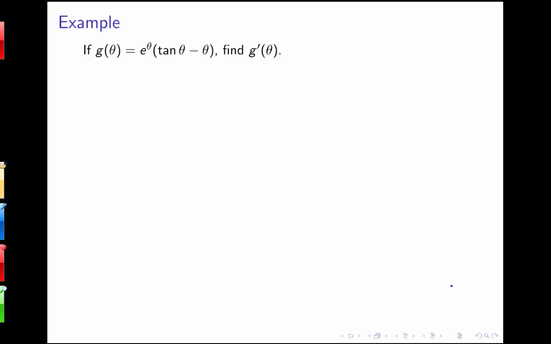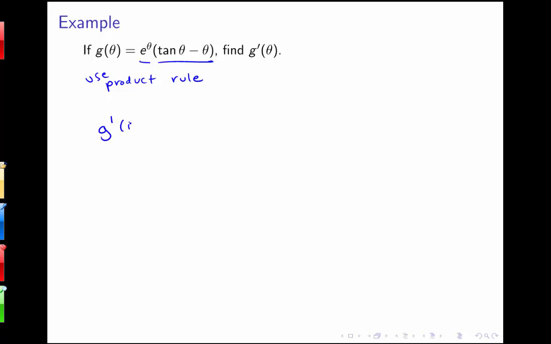So here's one example. Here I've got a function g of theta, which is equal to e to the theta times the quantity tangent theta minus theta, and I want to find g prime of theta. Notice that what I have here is a product, so I need to use the product rule. I could multiply e to the theta through first, but that would end up giving me 2 products, so I might as well just treat this as a product to begin with.